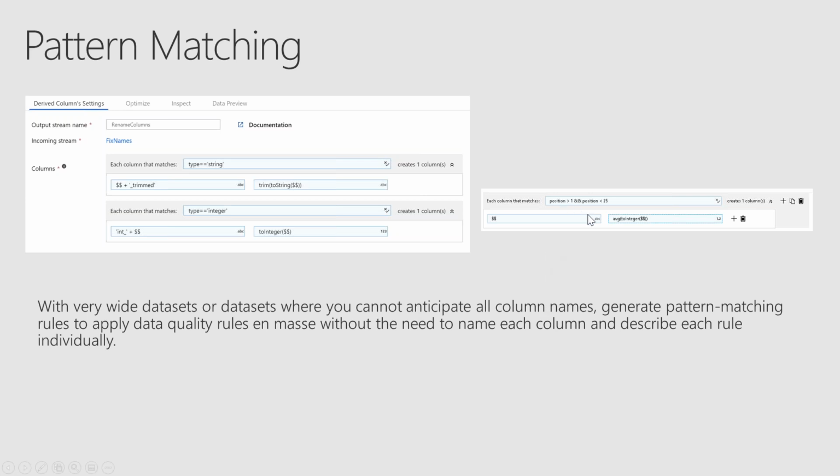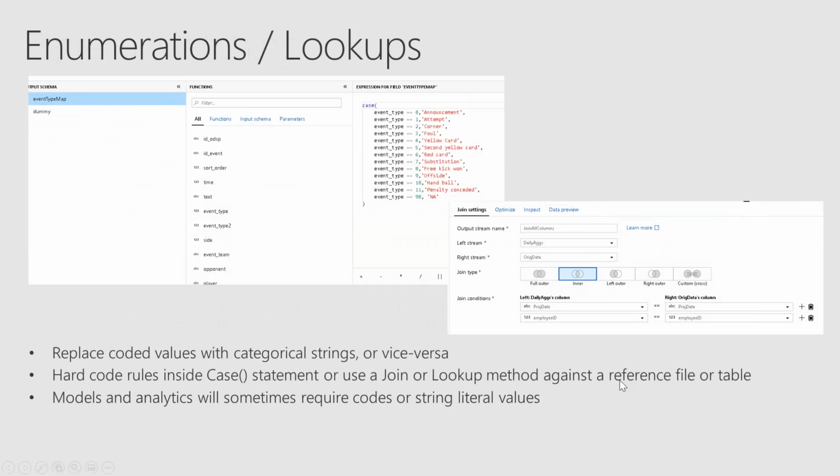The right-hand side shows you that you could also transform data based upon ordinal position in the incoming data. So in other words, the takeaway from here is understand that you don't need to know the column names, and you don't need to work with every column individually when you're building these data quality rules in Data Factory.